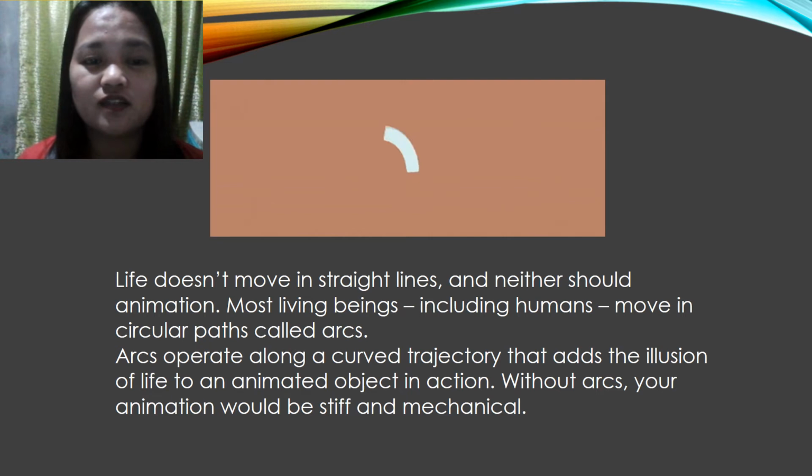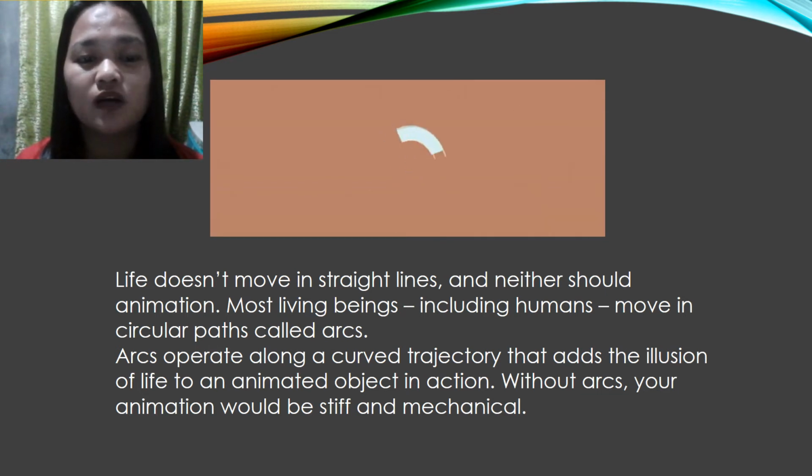Number 7 is arcs. Life doesn't move in straight lines, and neither should animation. Most living beings, including humans, move in circular paths called arcs. Arcs operate along a curved trajectory that adds the illusion of life to an animated object in action. Without arcs, your animation would be stiff and mechanical.